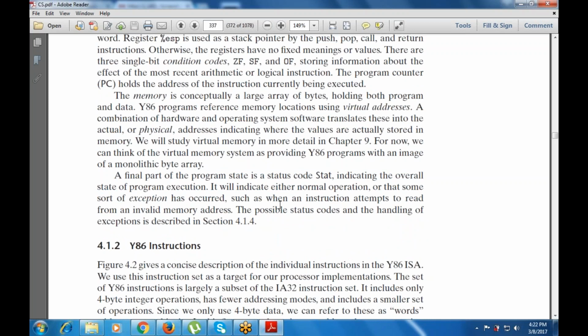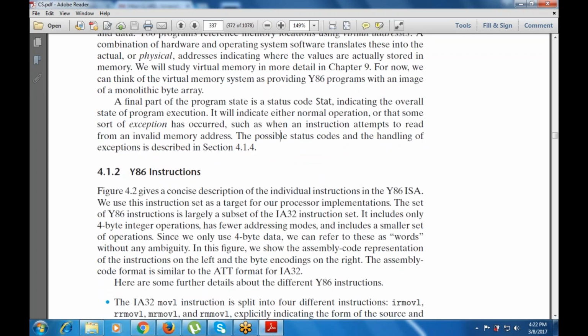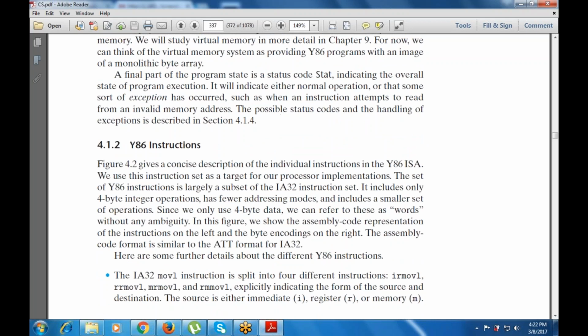program execution, that is, whether some sort of exception has occurred, such as an attempt to read from an invalid memory address. That includes various instructions and various data that are used with the Y86 instructions. Then the ISA also largely depends on the Y86 instructions.